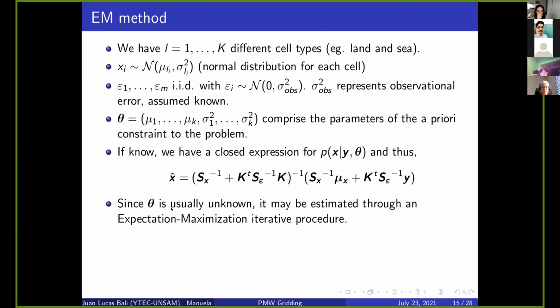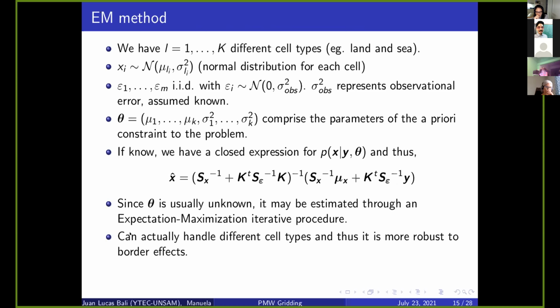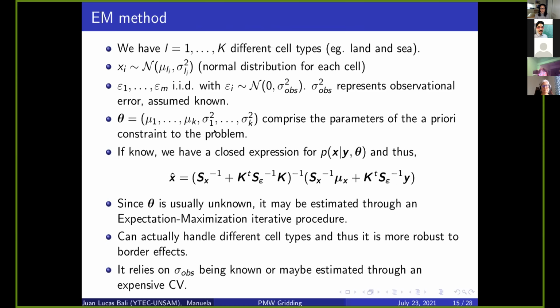But theta is usually unknown. So you have to estimate it using the expectation maximization procedure, which I'm not going to talk a lot about since it's not a special point of interest in this presentation. But it's actually quite good. It can handle different cell types, and it is more robust than the least squares method. It shows good results. But you have to know sigma obs, the observational error of the noise term. If this is unknown, you can eventually estimate it using an expensive cross-validation procedure.